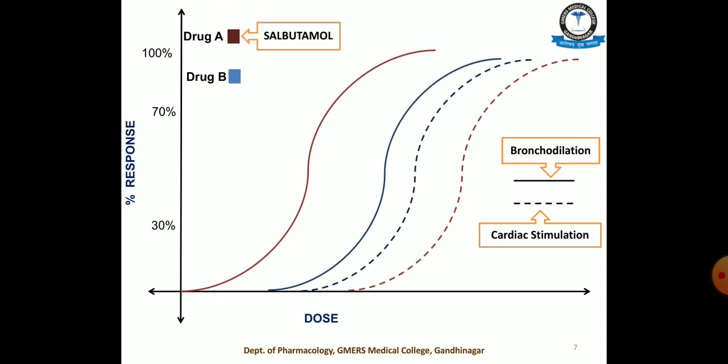Now the drug B stimulates both beta 1 and beta 2 receptors. So it is a non-selective beta agonist, and that is isoprenaline. Now what is its clinical importance? The importance is that we can use salbutamol for the treatment of asthma, but we cannot use isoprenaline for the treatment of asthma.